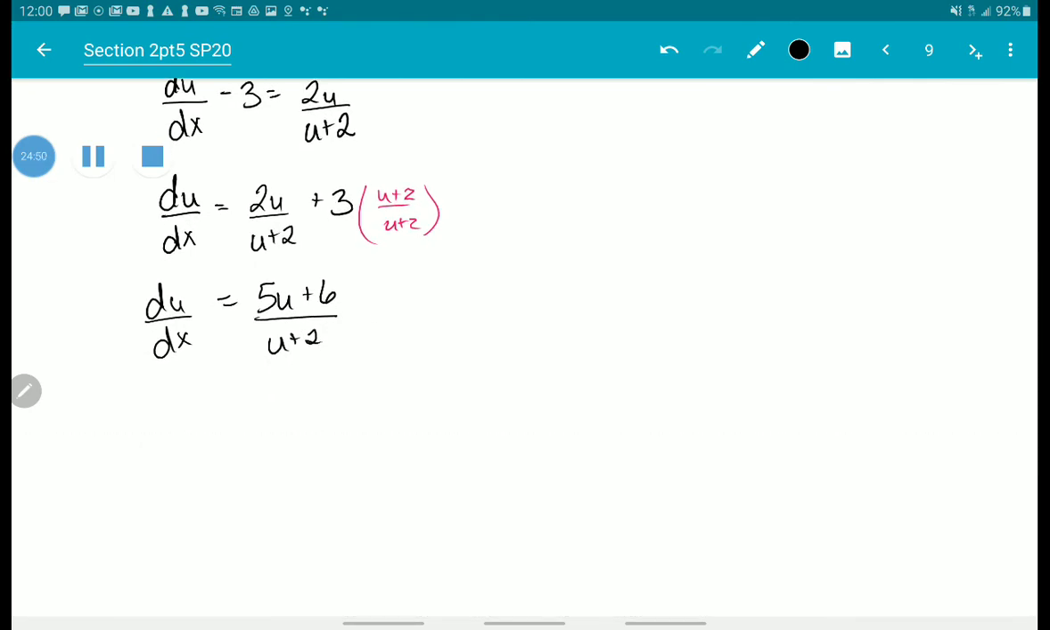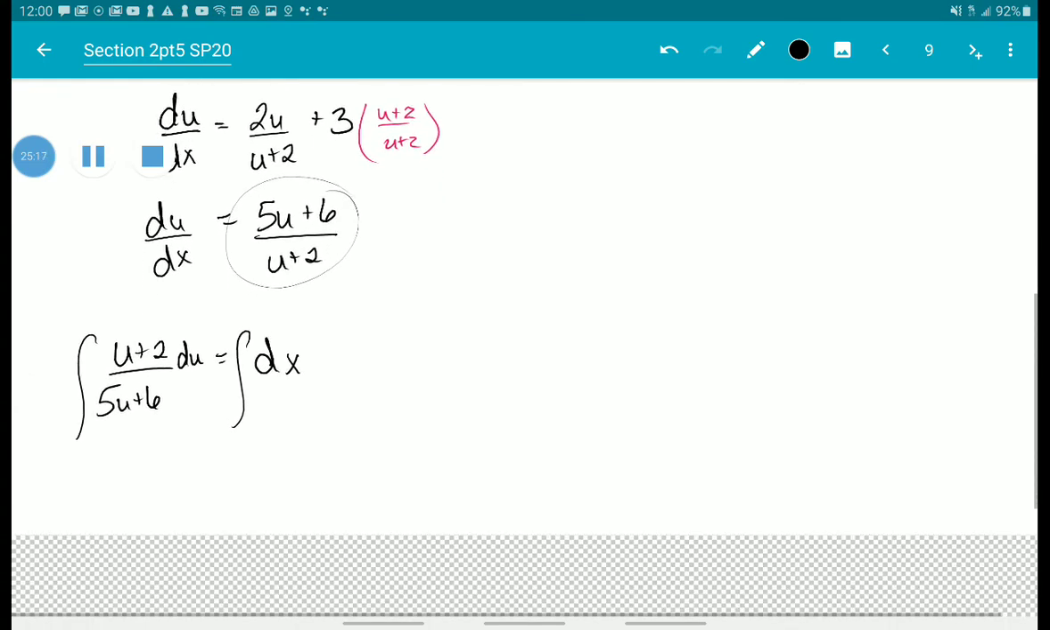So if we multiply both sides by dx and then move that term, we're going to get u plus 2 over 5u plus 6 du is equal to dx, separating the variables there. So now we need to integrate. There's our du. We need to integrate both sides of this. Well, the right-hand side's easy. It's just going to be x plus c. But let's deal with that left-hand side.